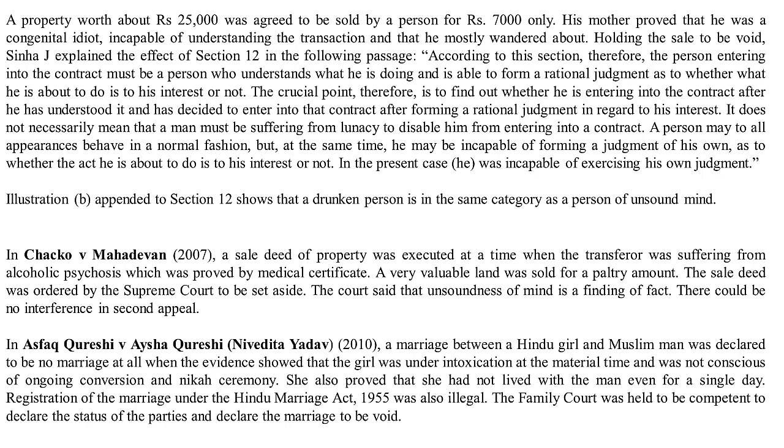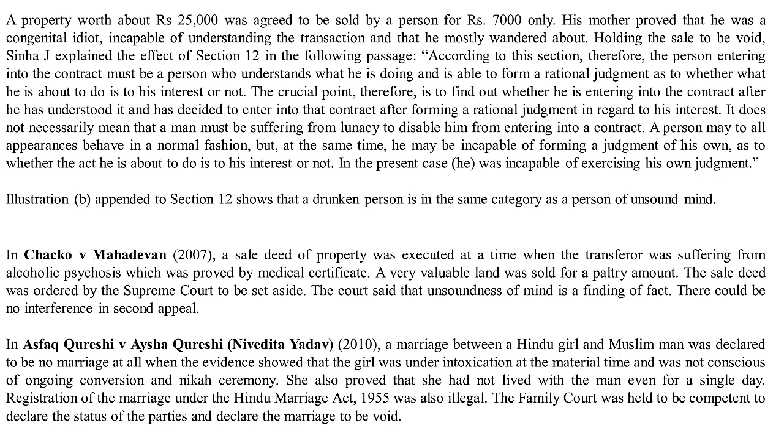According to this section, therefore, the person entering into the contract must be a person who understands what he is doing and is able to form a rational judgment as to whether what he is about to do is to his interest or not. The crucial point, therefore, is to find out whether he is entering into the contract after he has understood it and has decided to enter into the contract after forming a rational judgment in regard to his interest. It does not necessarily mean that a man must be suffering from lunacy to disable him from entering into a contract. A person may, to all appearances, behave in a normal fashion, but at the same time he may be incapable of forming a judgment of his own as to whether the act he is about to do is to his interest or not. In the present case, he was incapable of exercising his own judgment.